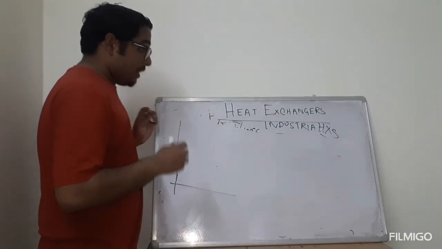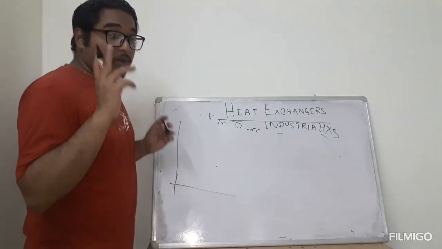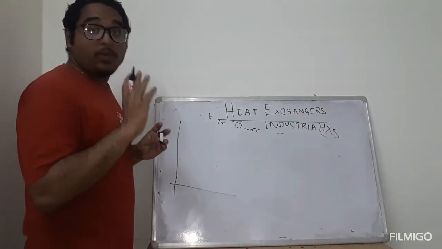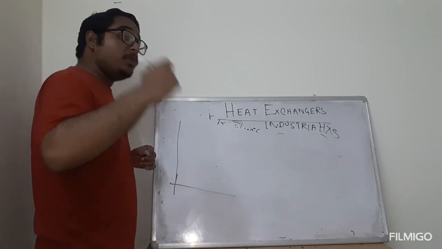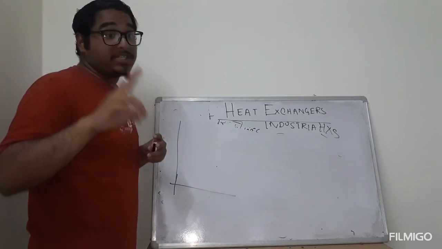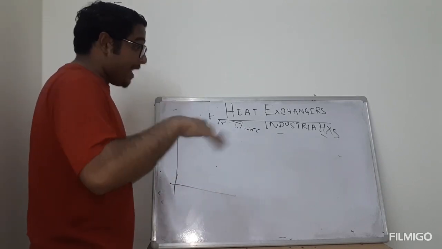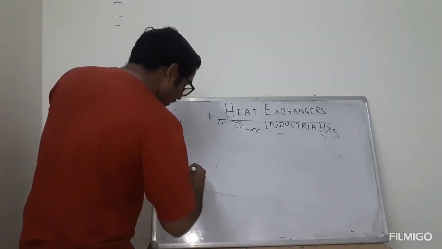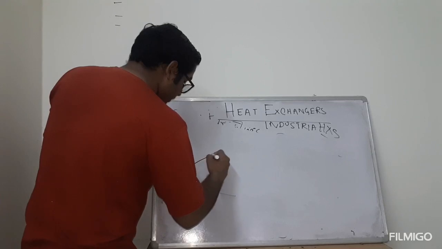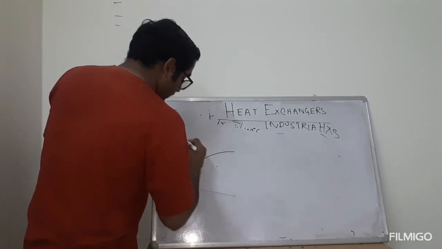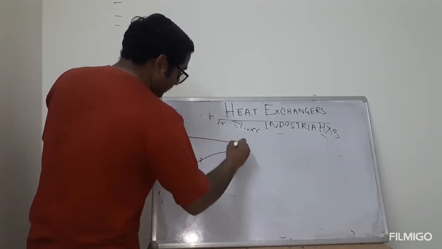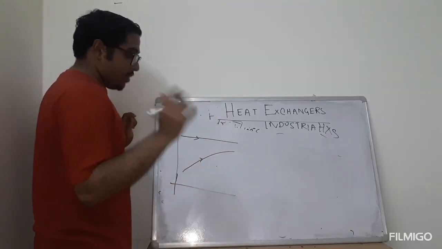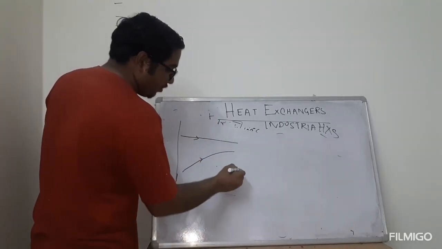Since it is an evaporator, we know that the temperature of the evaporating fluid will not change, but the cold fluid will keep on gathering heat without the temperature change. That is, the latent heat will be absorbed by the cold fluid. So the cold fluid profile looks something like this, ever increasing. And the hot fluid profile will look something like this in a co-current flow. In a counter current flow, this is going to be something like this.